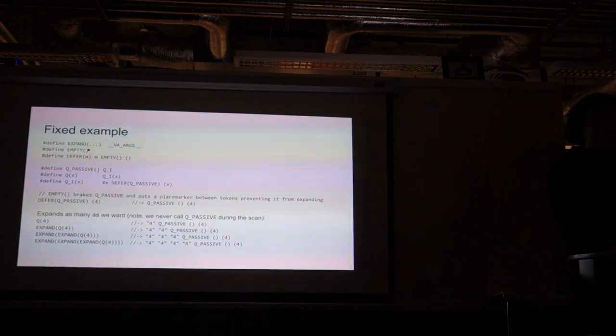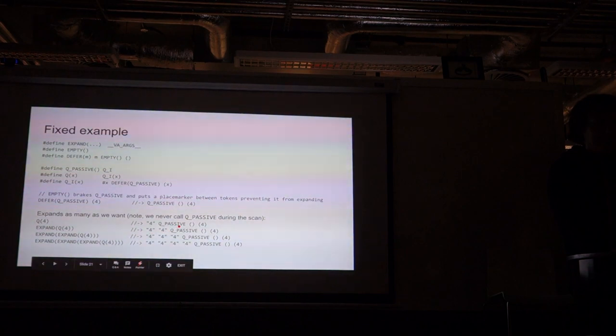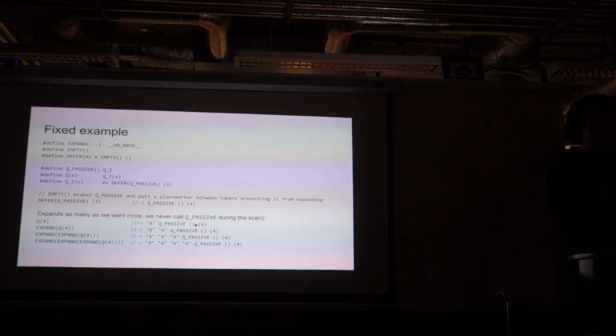See? But in your defer, you have a space between the M and the empty, and the empty and the parentheses, the last set of parentheses. You certainly need them between M and empty. Whether you need them for the last two sets, I don't know. But what I think is, to get Q passive replaced with QI, you can have parentheses in the definition. But I might be wrong.